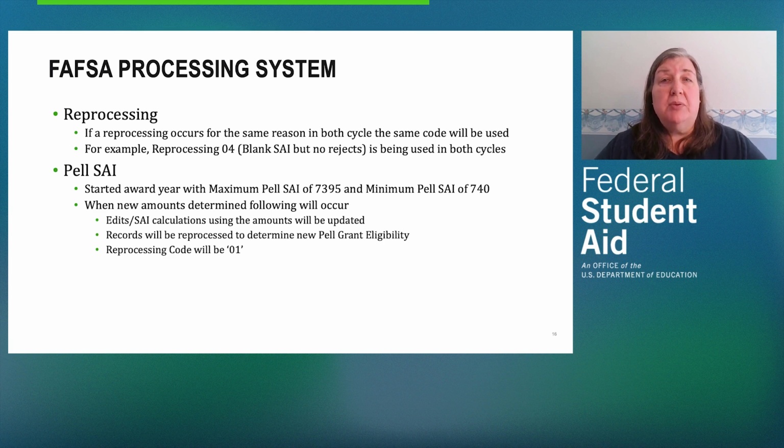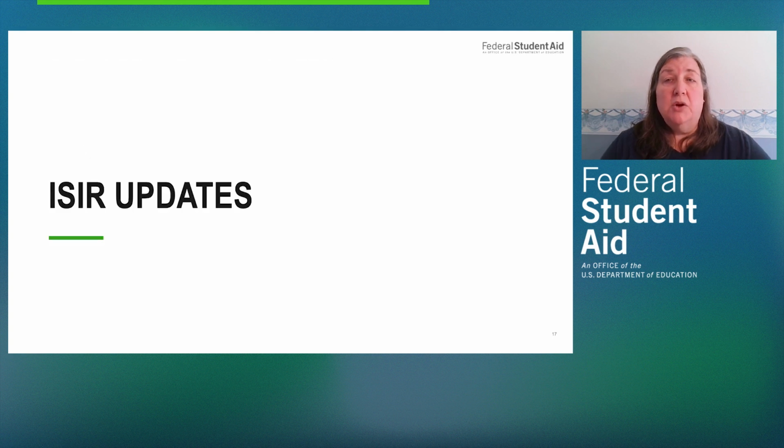Once we do that reprocessing, we will use the reprocessing code of 01, and that's just what we used to do in the old system when we got the new Pell Grant tables. So 01 has always been saved for when we reprocess to determine if students now have Pell Grant eligibility based on the new information. So moving from the FAFSA processing system updates, I want to talk a little bit about ICERs.